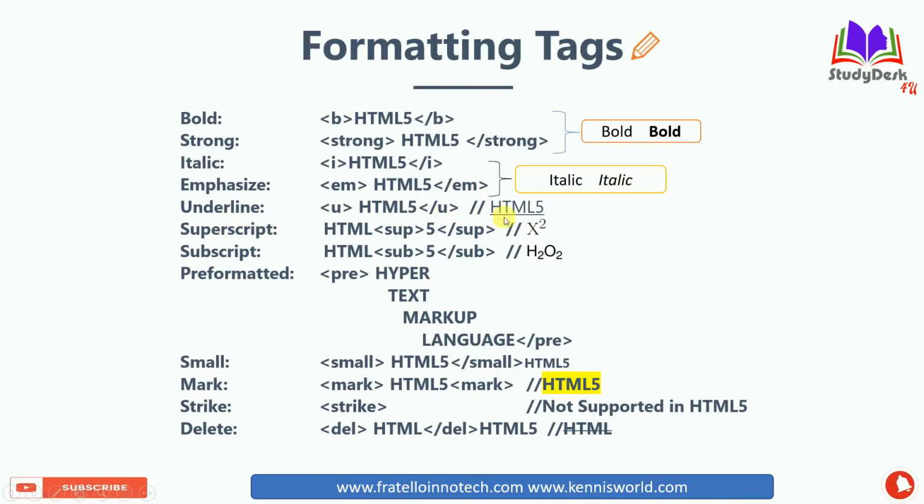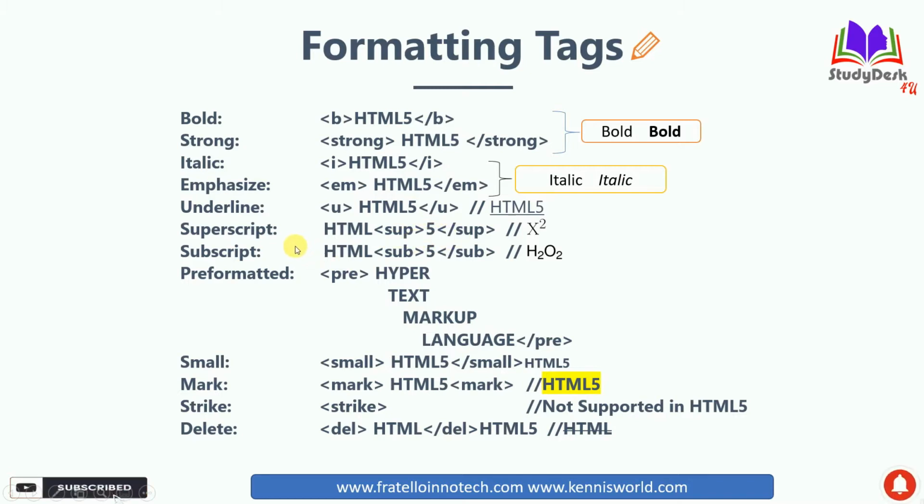If you want to give underline to a given text, we can use this U tag, so starting tag and ending tag with the content in between. And the next one is superscript. If you want to define your text as half a character above the normal line, we can use this superscript like this. For example, if you want to display the square value here, we can use this superscript. Then we need to mention that square value in between the sup tags.